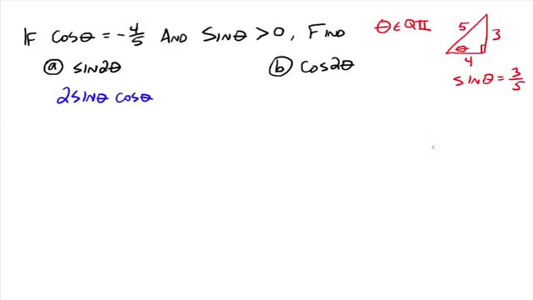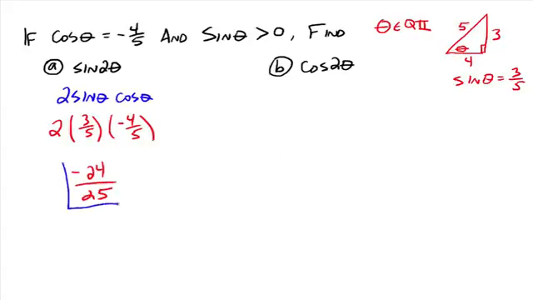Okay, so now we can figure out what the sine of 2 theta is. So we have 2, sine of theta is 3/5, cosine of theta is negative 4/5, and so sine of 2 theta goes to negative 24/25. Everybody see that?